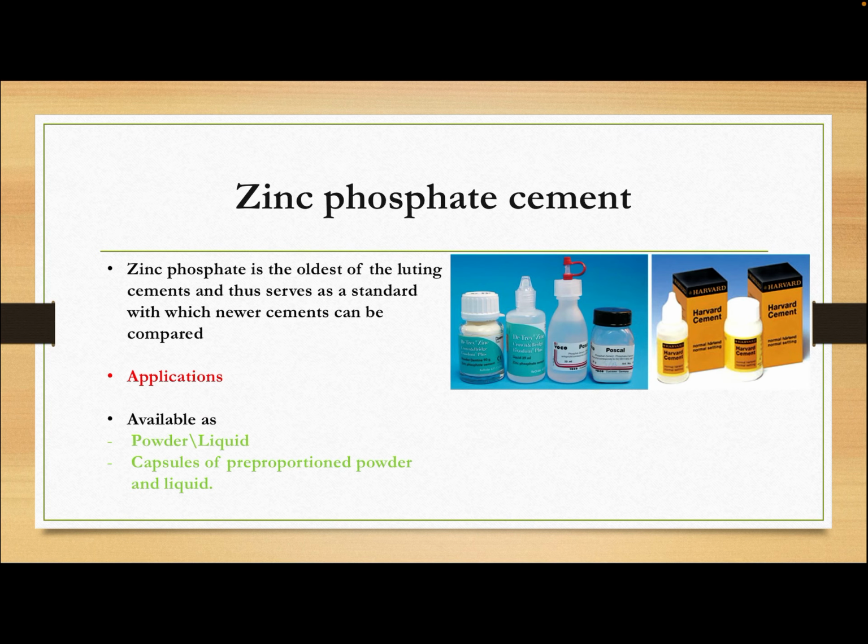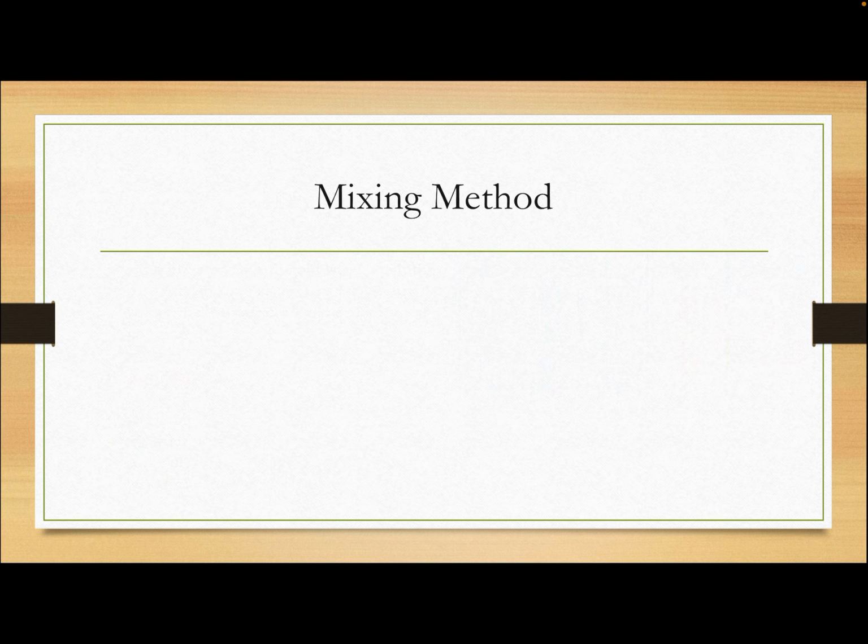Zinc phosphate is the oldest of the luting components and thus served as a standard to which newer cements can be compared. It has many applications, like luting of indirect restorations such as inlays, crowns, and fixed dental prostheses. It can also be used as a high strength base for restorations, as a temporary restoration itself, and for luting of orthodontic bands and brackets. It's available as a powder and liquid, and also as a capsule of pre-proportioned powder and liquid.